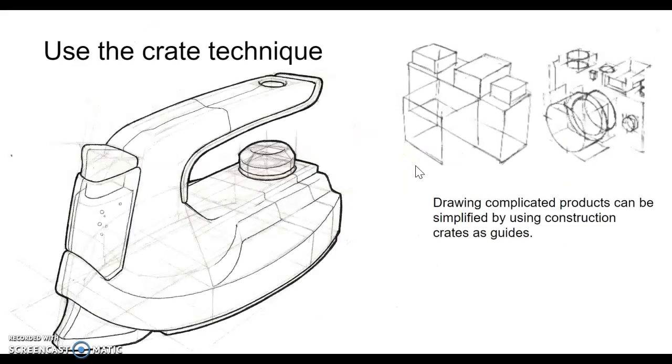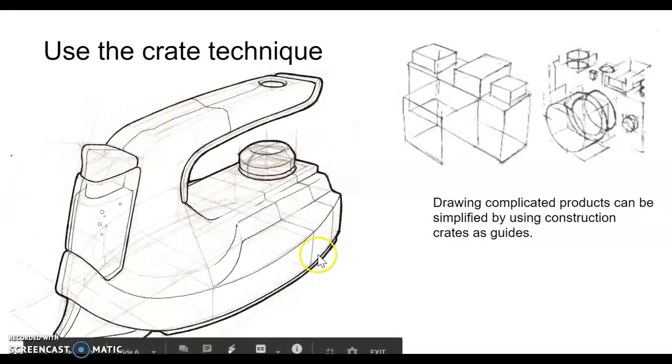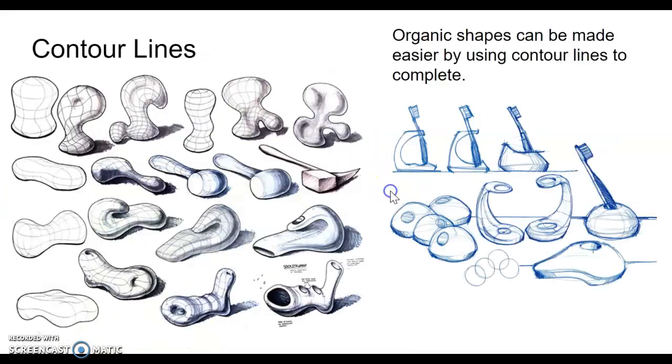Okay, so here's a little reminder, a crate technique. If you have a complicated shape, you could draw it in a simple box first to make it a little bit easier. If you look at these more complicated shapes, they're all in crates. Maybe that might help you. Another way of developing a curve on a surface is by drawing contour lines. These are curved lines on the shape to give it some depth. It works quite well here, and also here.